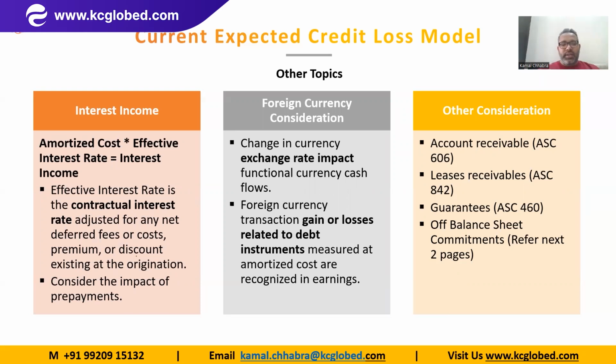The second thing is foreign currency consideration. For this also we have discussed an example, like 80 rupees per dollar to 120 rupees per dollar, if you keep it in mind. So a change in the currency exchange rate impacts the functional currency cash flow.